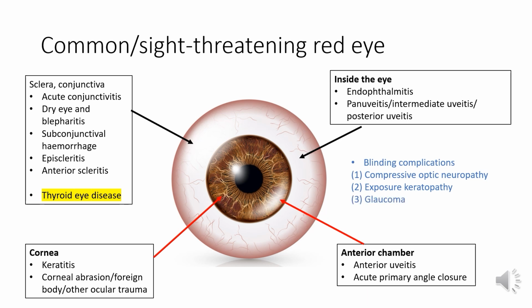What you can do is to ask the patient to close the eyelid and see if there is any exposure. Now, you can also test the pupil for RAPD if you're concerned about optic nerve involvement.